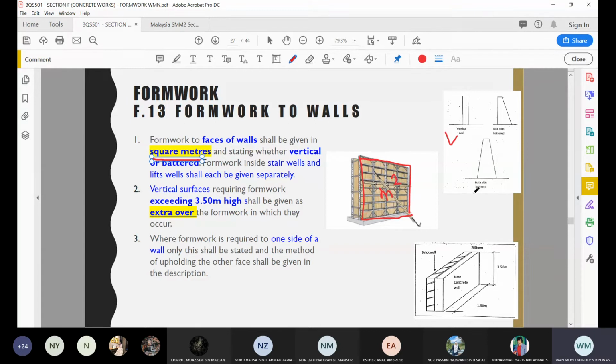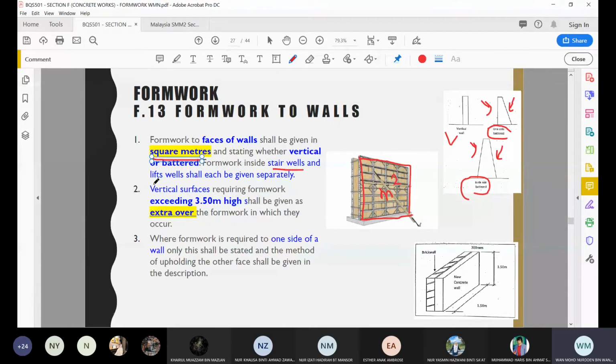Okay, kalau this one, dia cakap both sides battered. Maksudnya, kawasan ni battered pun, kawasan ni pun battered. Kalau this one, is only one side battered. This will be the vertical. This one will be battered. But this one is the normal wall lah. Dua-dua face ataupun dua-dua side of the wall is vertical. Setting whether vertical or battered. Formwork inside stairwell and lift well shall each be given separately.